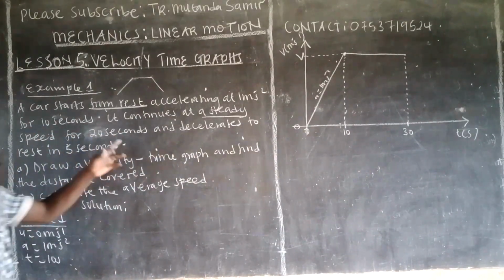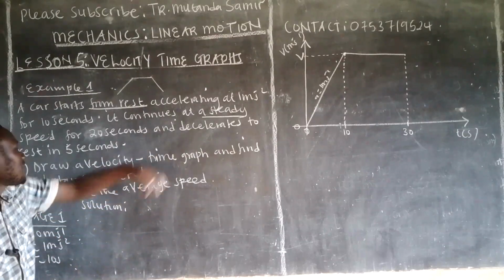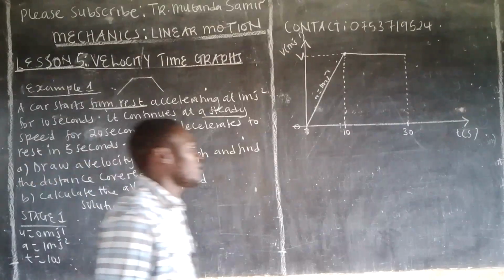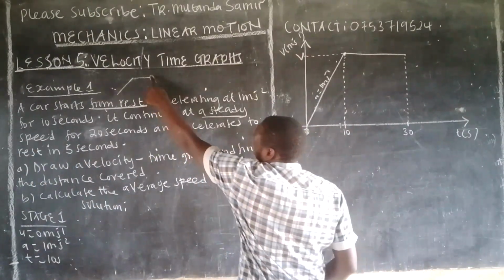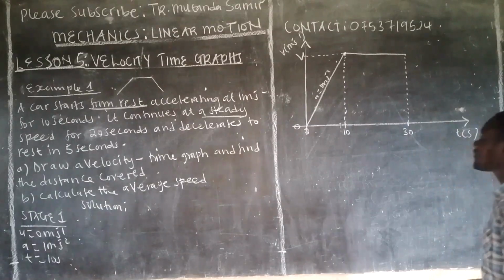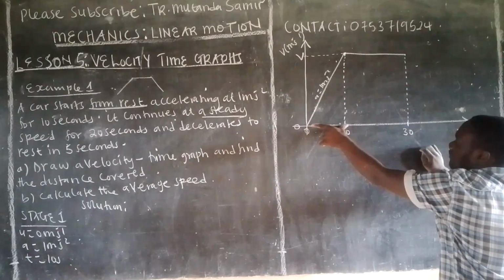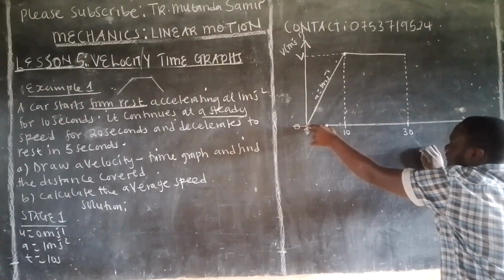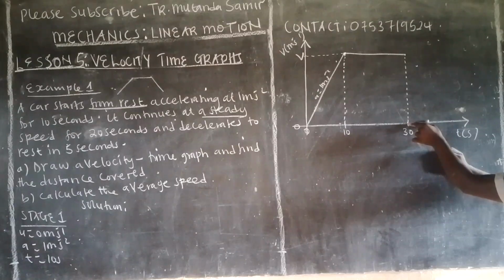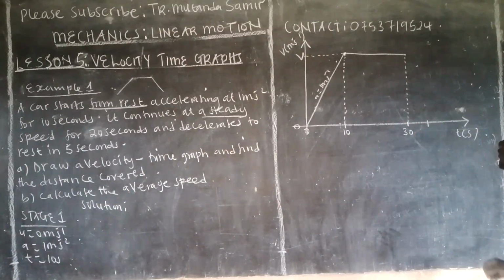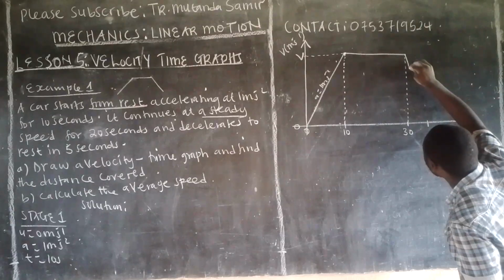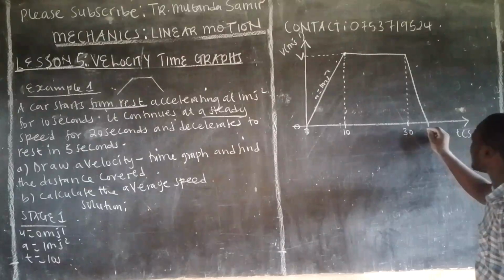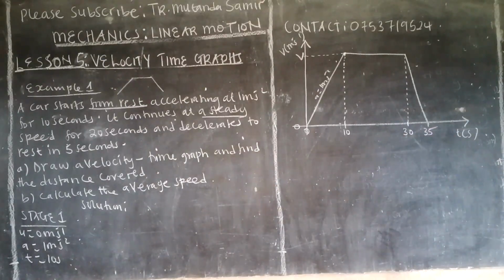All right, now 20 seconds, and it decelerates to rest in 5 seconds. We said decelerating is this one when it is coming downwards. So in 5 seconds, it means that if this one was 10, halfway it is the 5. You always try to estimate, halfway it is 5. So therefore, the 5 will be somewhere here. Now 5 seconds from here, this will now become a 35, like that.